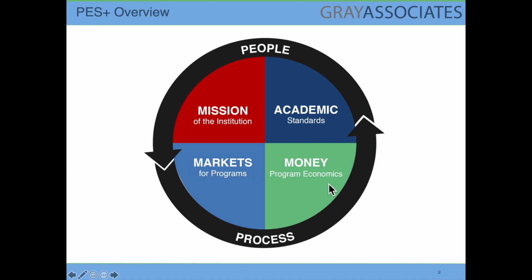And the final piece of our process is money, the margins. And we have a program economics platform that we're going to take you through in the next video. And what really brings this entire process to life is the people. Where the true decisions happen is among your institution's team and your academic leadership, and that's where the decisions are made using all of the data. So without further ado, let me introduce you to PES Plus.